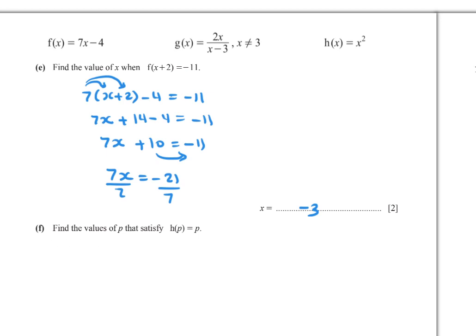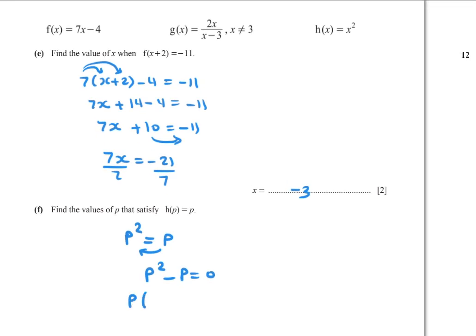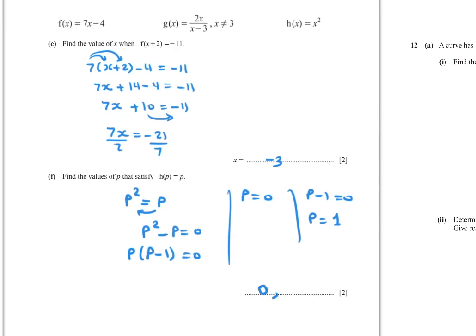F, find the values of b that satisfy h(b) equals b. h(b), so put x equal b. This means b squared equals b. Now to solve this equation, transpose b to the other side. So b squared minus b equals 0. Now you can factorize. Take b common, so b into b minus 1 equals 0. So b equals 0 or b minus 1 equals 0. So if b minus 1 equals 0, this means b equals 1. So the values are 0 and 1.